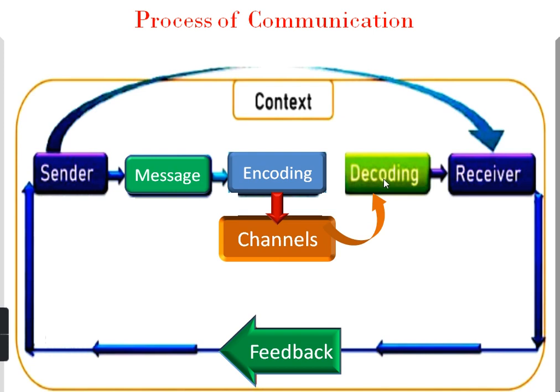And after that, it decodes, and it is received by the receiver. It is received by the receiver, and accordingly, he provides the feedback to the sender. And in this way, we can say that communication is a cyclical process. It starts with the sender, then it flows to the receiver, then again the receiver responds to the messages sent by the sender in the form of feedback.